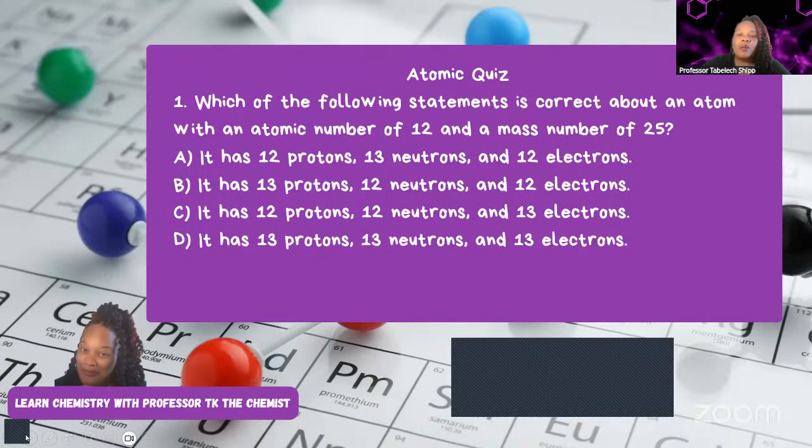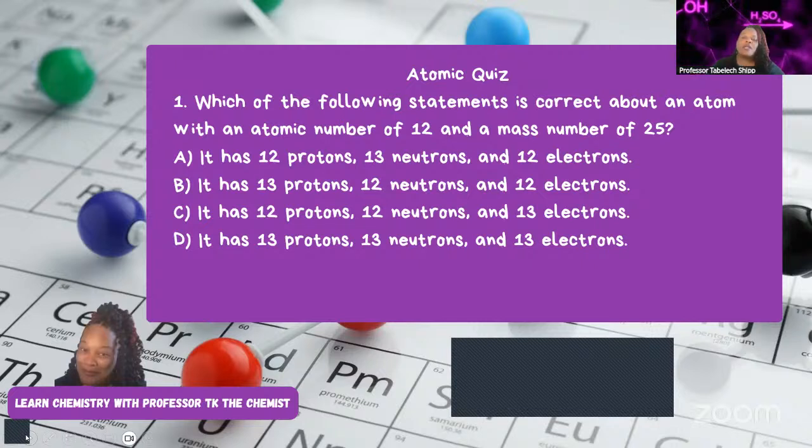Now, before we close out, I'm going to ask you guys a couple of questions here. This is a little short atomic quiz to see if you guys were actually paying attention to some of the information that we were talking about as it relates to the atom. So for this first question, this is the type of question you will see on your TEAS exam. And it says, which of the following statements is correct about an atom with an atomic number of 12 and a mass number of 25?